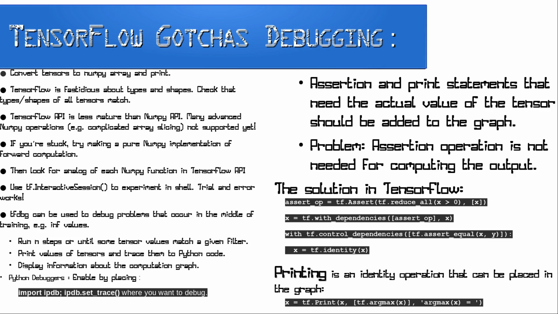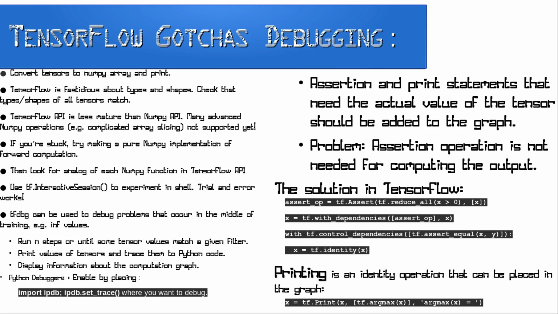Following are our debugging assumptions, which every TensorFlow developer needs to remember while programming. Point number 1. Assertion and print statements that know the actual value of the tensor should be added to the graph. Point number 2. Assertion operations are not needed for computing the output. The solution in TensorFlow for this is, I'll read the code. assert_op is equal to tf.assert within round braces tf.reduce_all of x greater than 0, square bracket of x close the round braces.